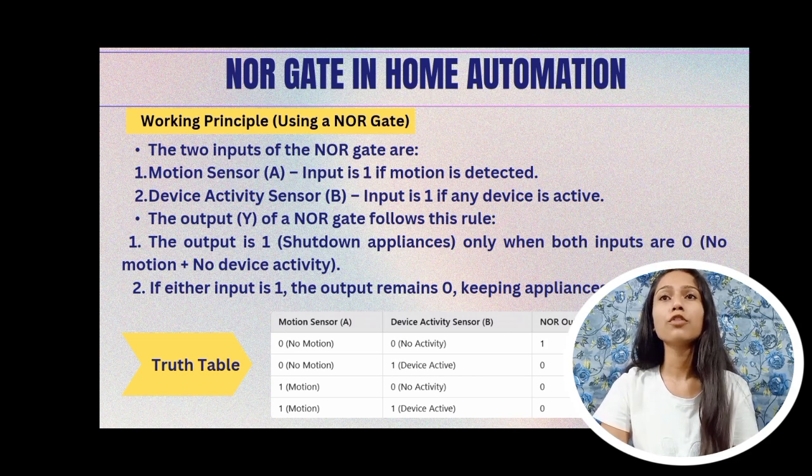The output of the NOR gate follows this rule: the output is 1 only when both inputs are 0. That means no motion is detected and no device is currently activated. Then all the started appliances are turned off. This is the truth table. We can see this.